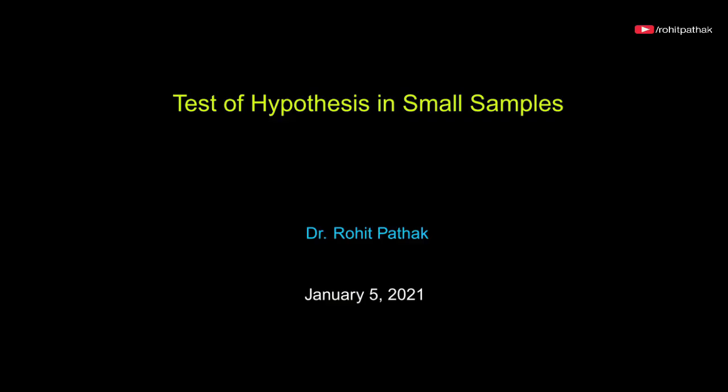Whenever we have a sample of size less than 30, the theory of large samples will not work, because in that case the sampling distribution of the sample statistic will not follow normal distribution. That's why we have to change the test and use Student's t distribution for testing the hypothesis. So let's discuss the test of hypothesis in small samples.